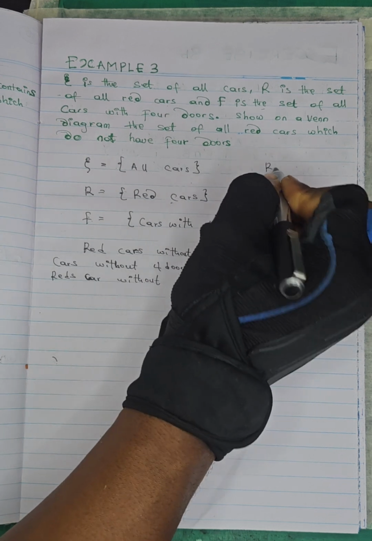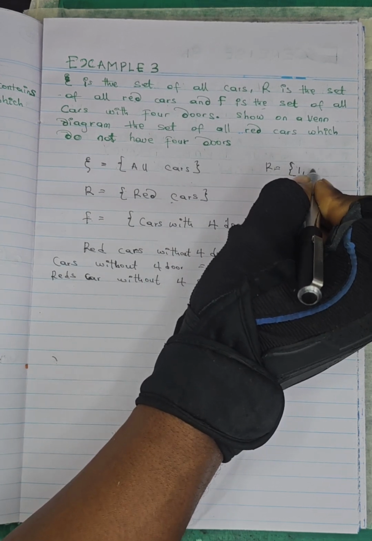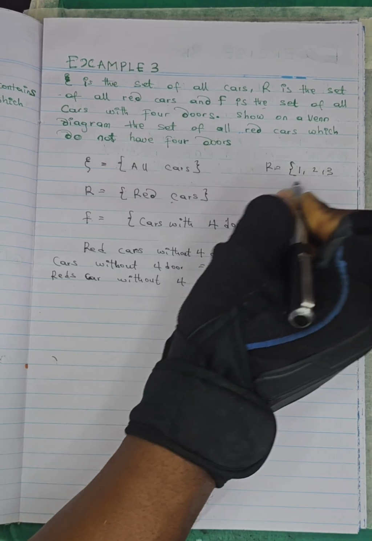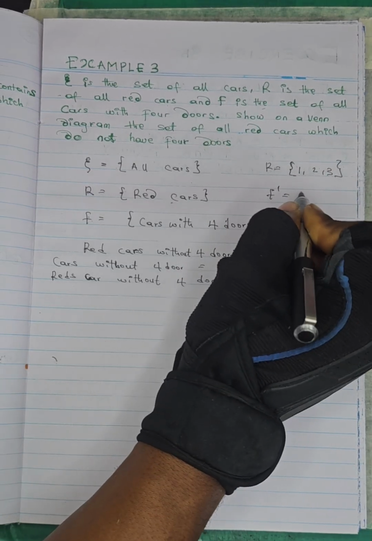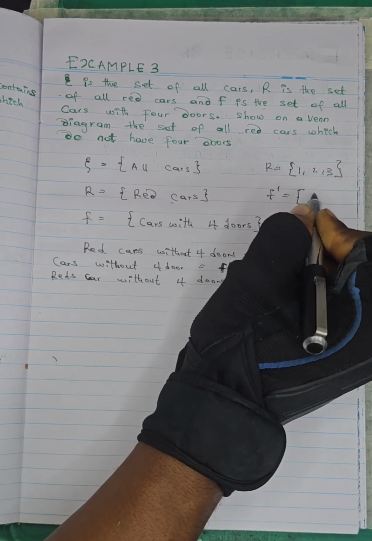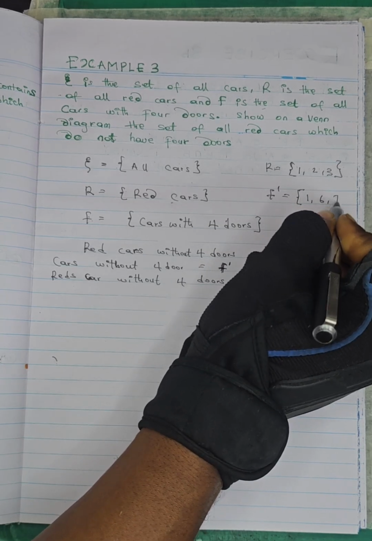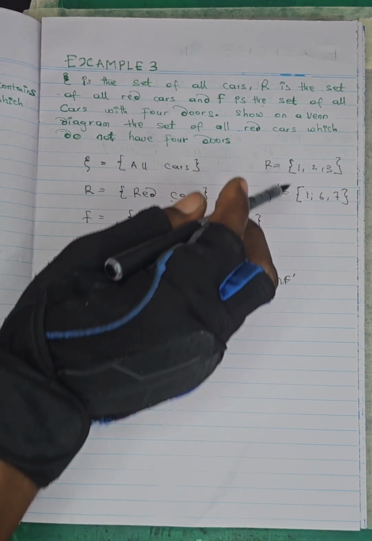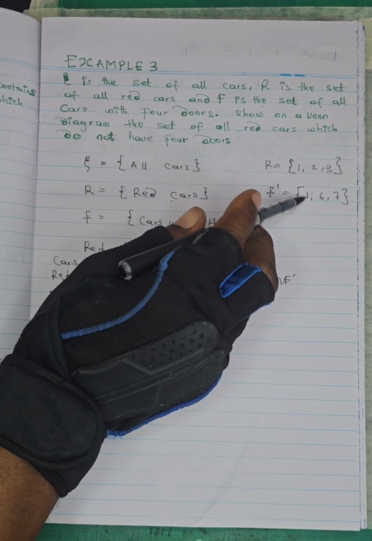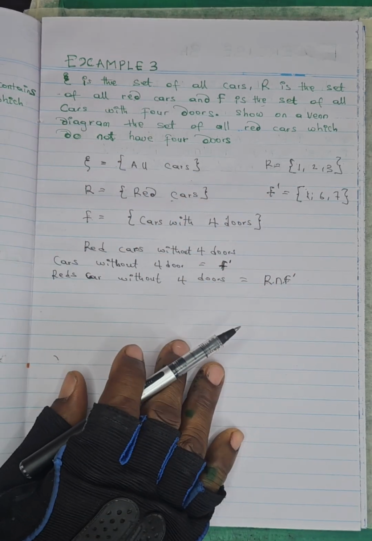Like when you say R, let's say the red cars with 4 doors are 1, 2, and 3. And F complement, cars without 4 doors, are like 1, 6, and 7. So when you do the intersection, you are going to capture this one, which is a car that does not have 4 doors and is also red in color. I hope we understand the logic.